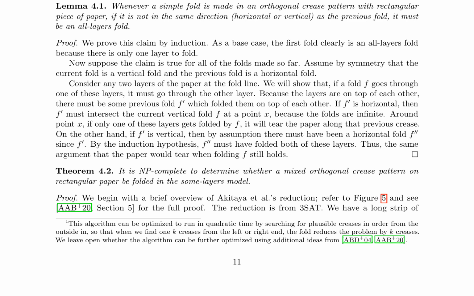The significance of this result lies in its distinction from the one-layer model, where a polynomial time algorithm exists. The NP-completeness of the sumlayers model highlights the complexity of folding mixed orthogonal crease patterns on rectangular paper. This has implications for the study of origami and its applications in engineering, computer science, and materials science.